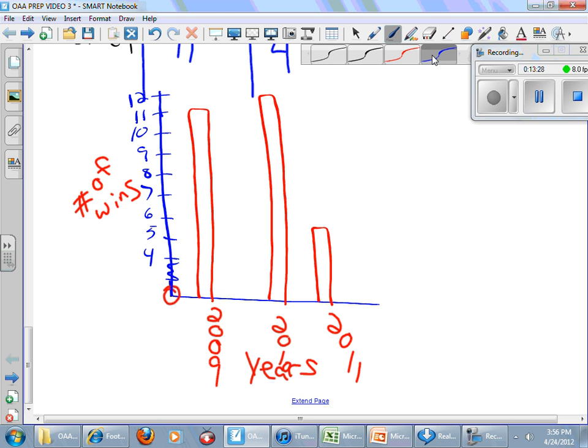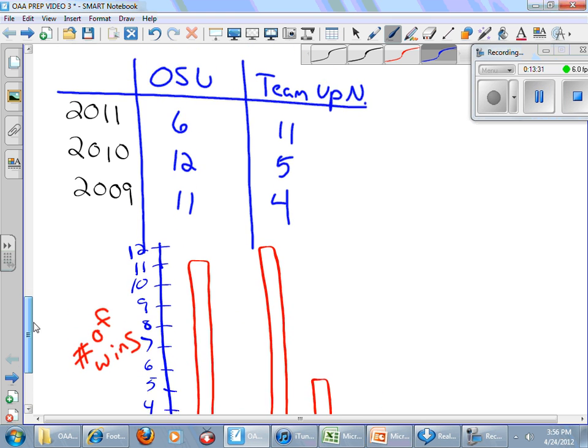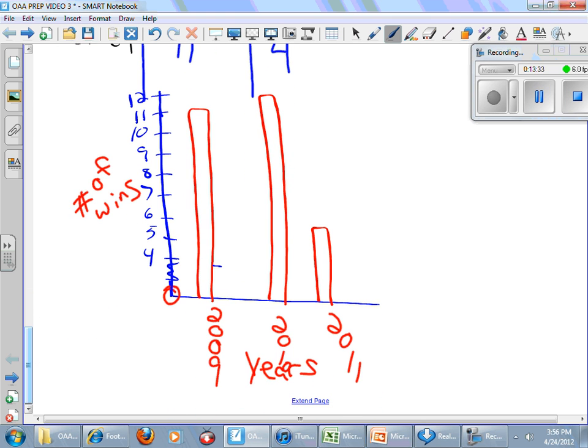The team up north's wins are 4, 5, and 11. So I would do that, and then that, and then up to 11 like that. Okay? So that's a double bar graph where the red bars represent Ohio State's wins and the blue bars represent Michigan's wins. All right, that's the lesson for today.